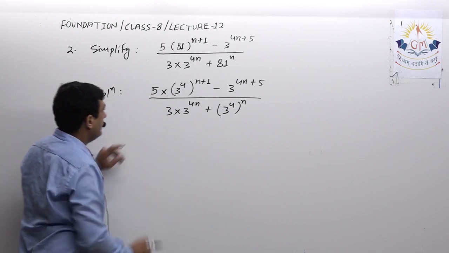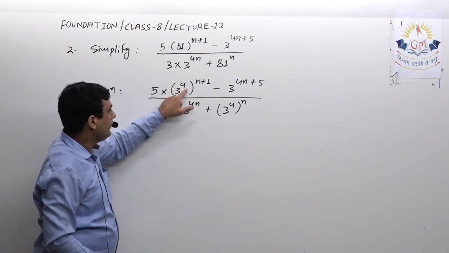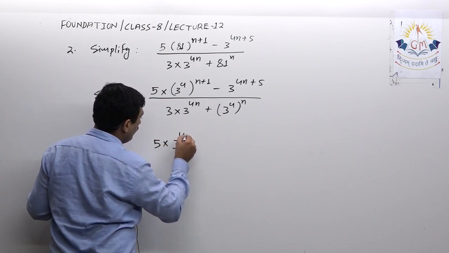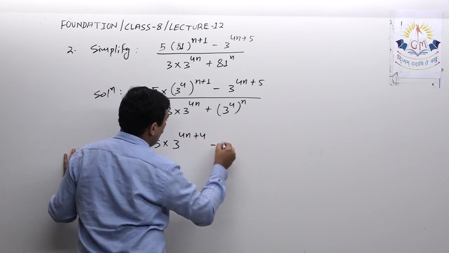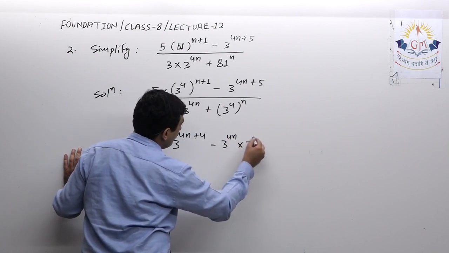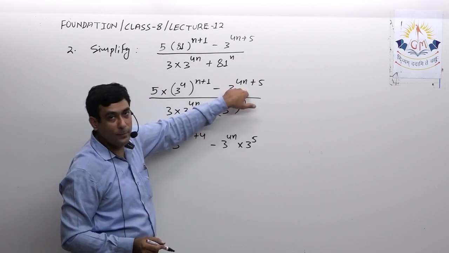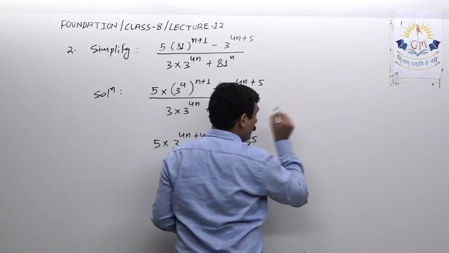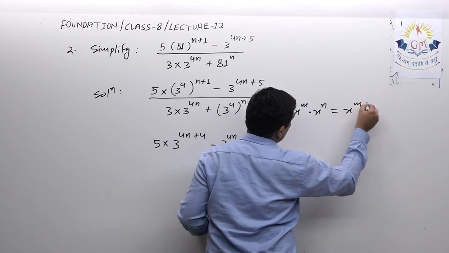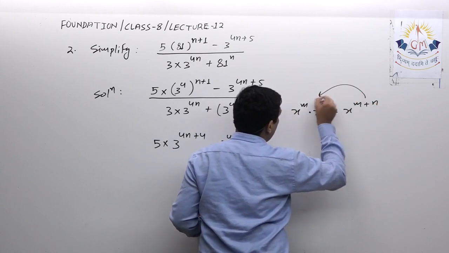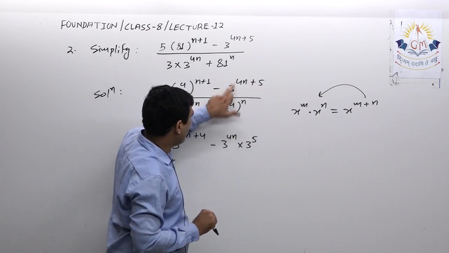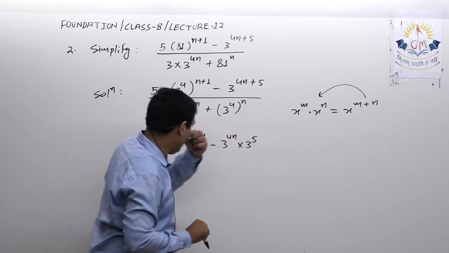Okay, now here I'll apply the power law. That means I will multiply the powers. So I will get 5 multiplied by 3 raised to 4n plus 4, minus 3 raised to 4n multiplied by 3 raised to 5. Here I actually applied the product law in the reverse direction. Product law says x raised to m into x raised to n is equal to x raised to m plus n. So I applied the law in this direction: x raised to m plus n is equal to x raised to m multiplied by x raised to n.